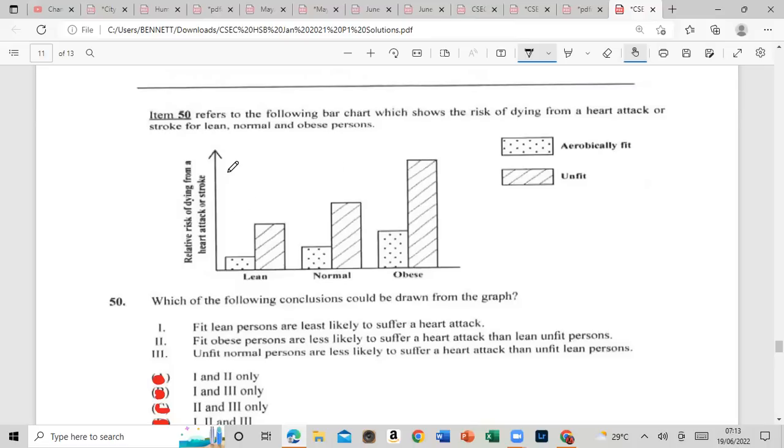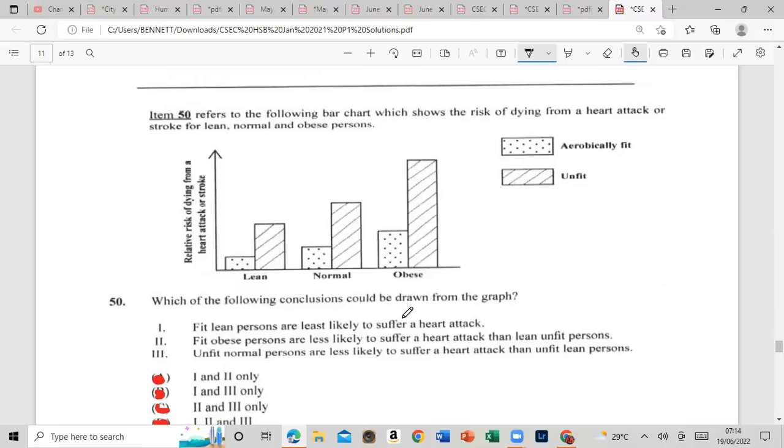Item 50 refers to the following bar chart, which shows the risk of dying from heart attack or stroke for lean, normal, and obese persons. All right, so aerobic fit, unfit, and then we have lean, normal, and obese, right? Which of the following conclusions can be drawn from the graph?